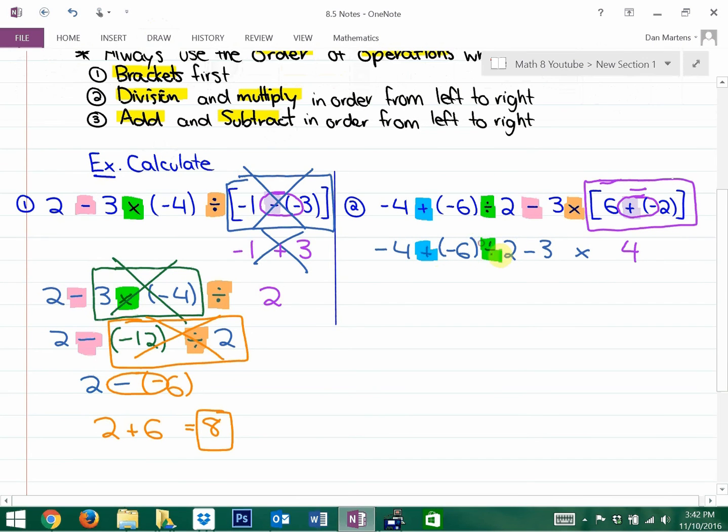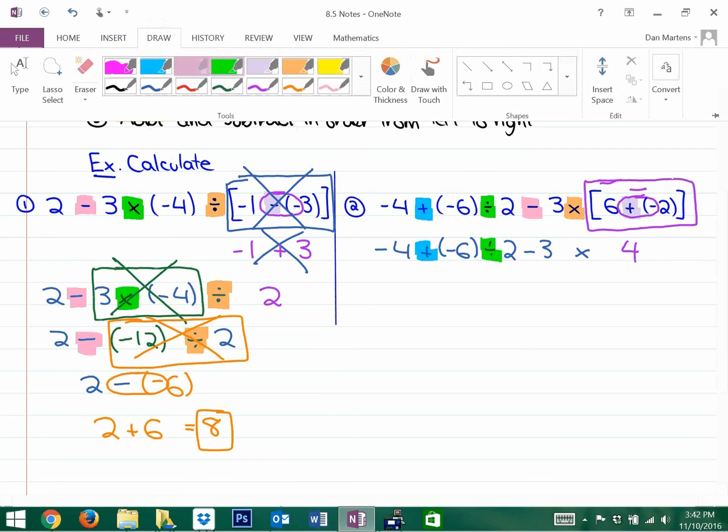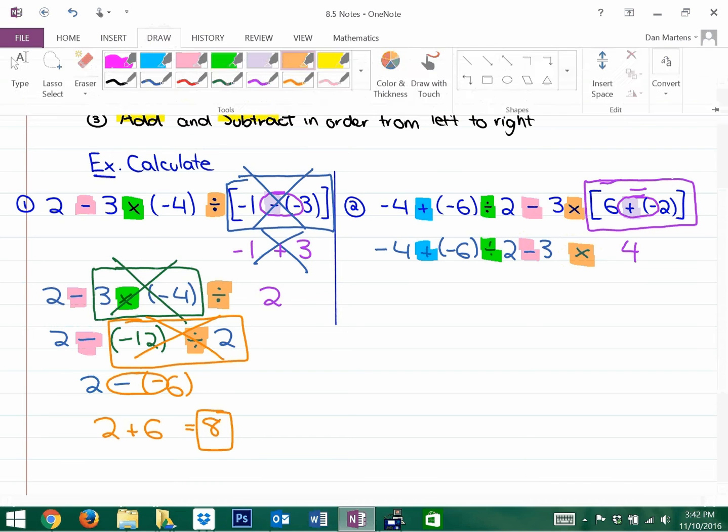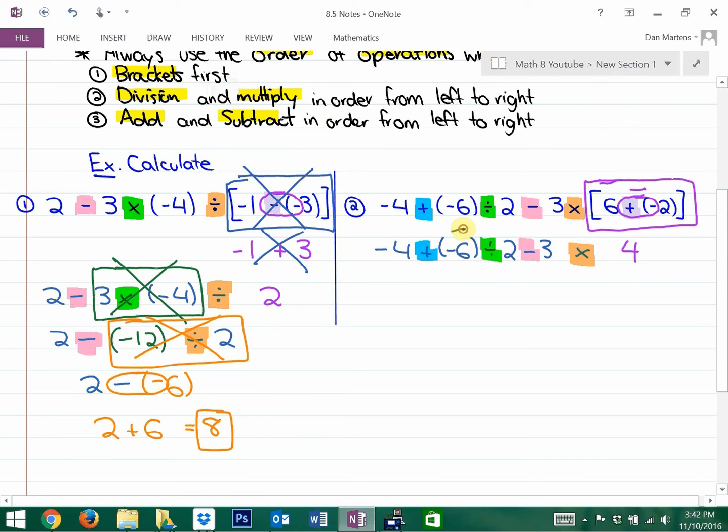So we're going to look at next, are we doing the adding? Are we going to simplify the dividing? Are we going to simplify the subtracting? And what you're noticing is, am I using the same colors throughout this problem? Or are we going to simplify the multiplying? And in this case, dividing and multiplying, the dividing is further to the left. So we're going to simplify this dividing here. And negative 6 divided by 2 is negative 3. Okay? So now we can rewrite the rest.